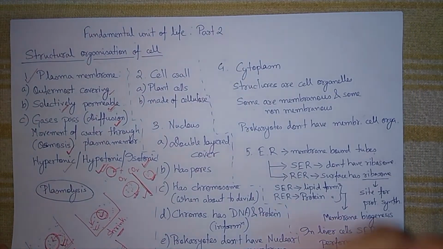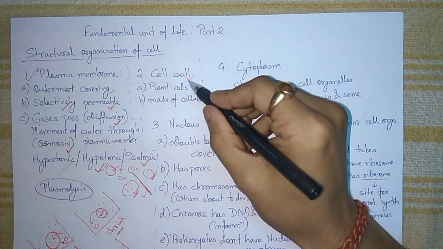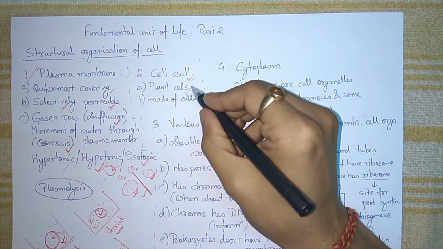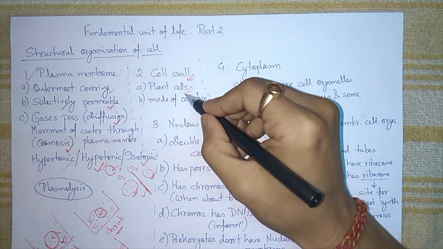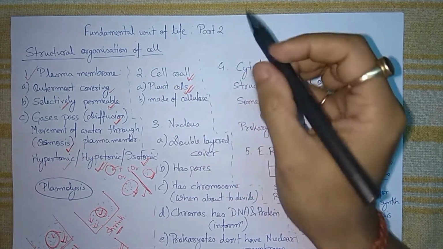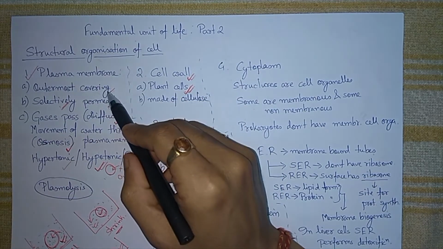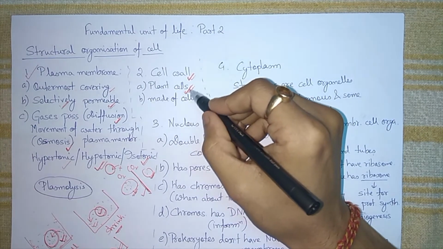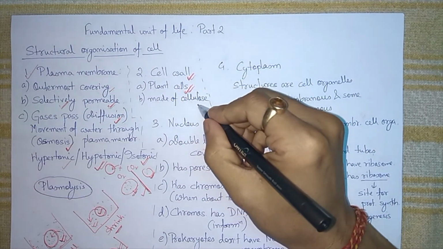Next part we have the cell wall. We all know that cell wall is found only in case of plant cells. In animal cells, we do not observe a cell wall. In case of plant cells, plasma membrane is the outermost covering. Additional to this covering, there is another layer known as cell wall. Cell wall is very tough, very rigid. It is made of cellulose.